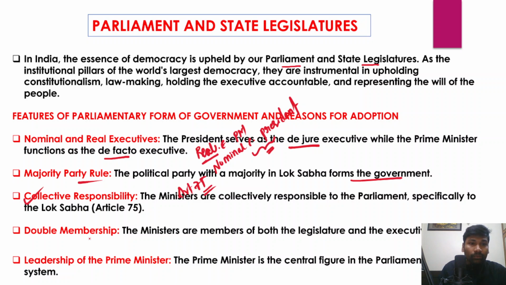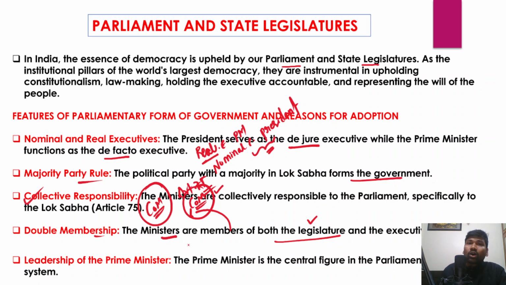So in fact, double membership. What does this double membership actually mean? For example, whenever a council of ministers is being formed, the ministers in this council are actually members of the legislature. Members of the legislature can become ministers. All the ministers are members of the legislature, either Lok Sabha or Rajya Sabha.